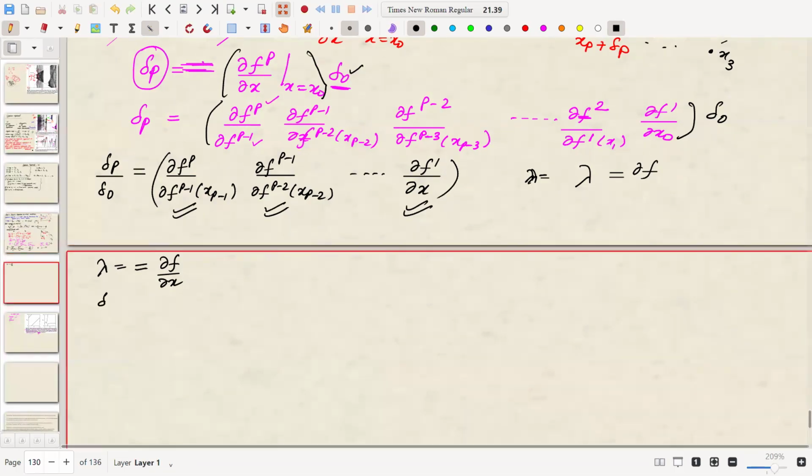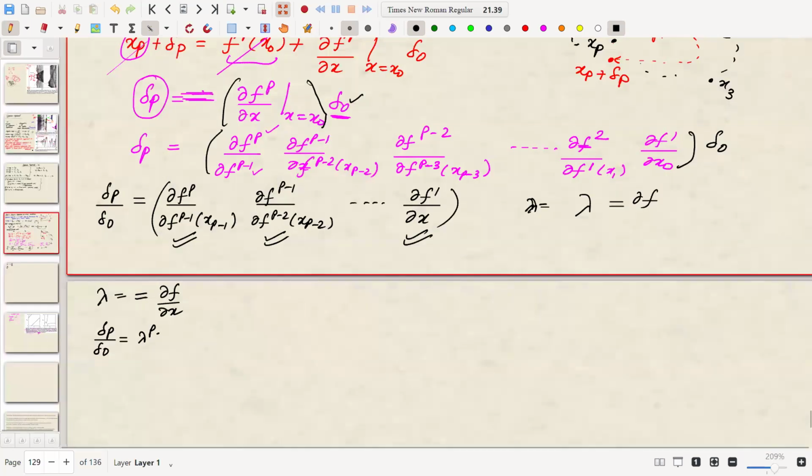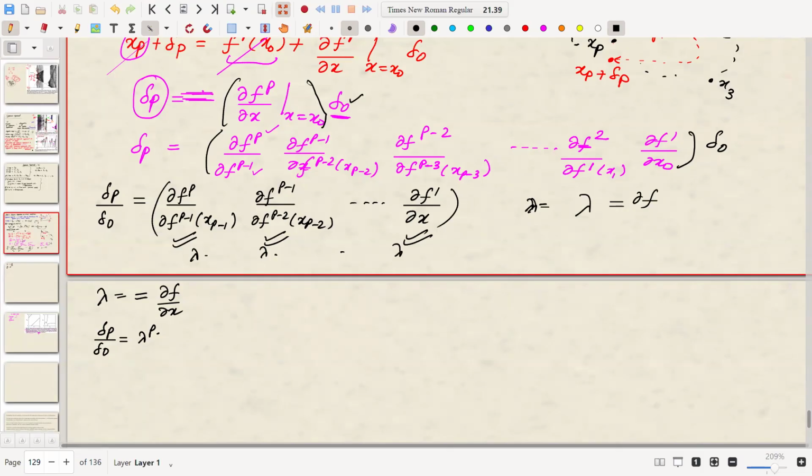So you can write that delta p by delta naught is nothing but I can write it as lambda to the power p, okay? Because lambda is multiplying everywhere. It's of the same order.